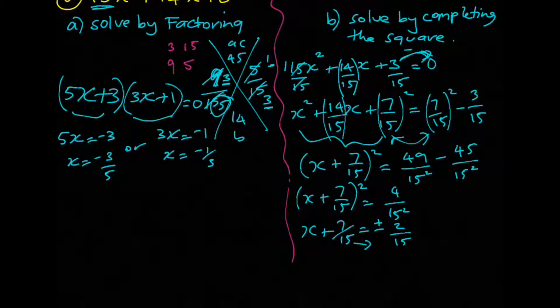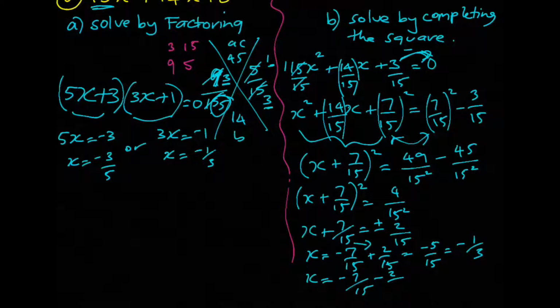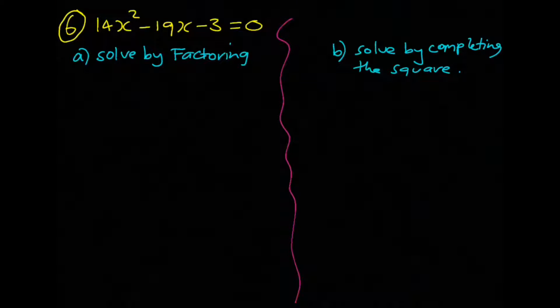So bringing this over, we've got x equals negative 7 on 15 plus 2 on 15, which equals negative 5 on 15 equals negative 1 on 3, or x equals negative 7 on 15 minus 2 on 15 equals negative 9 on 15, and that equals negative 3 on 5, and that is the same as what we get over here. Let's look at number 6, so solving by factoring.